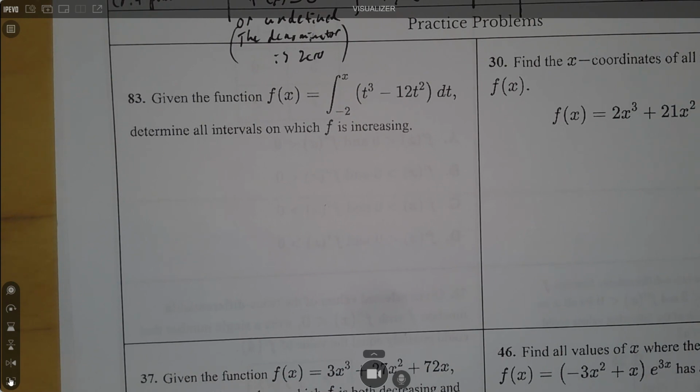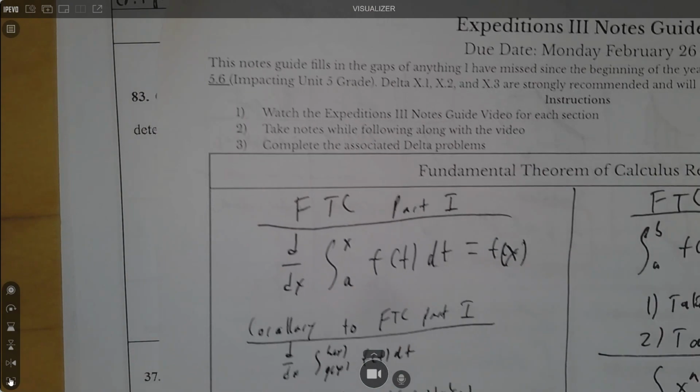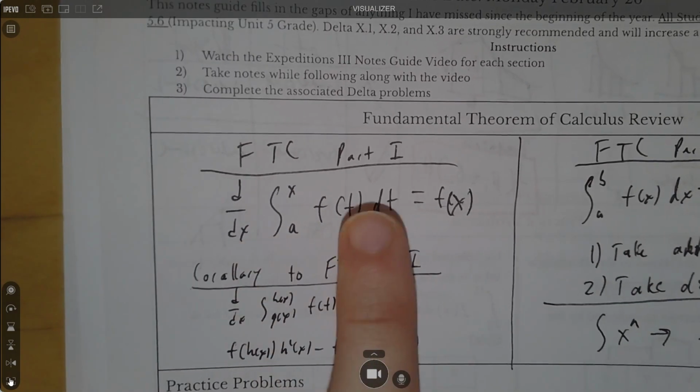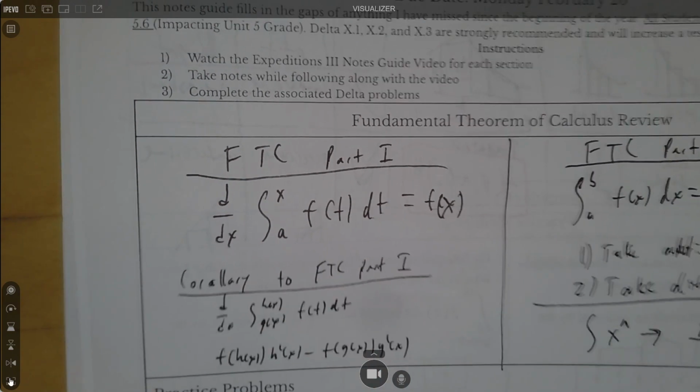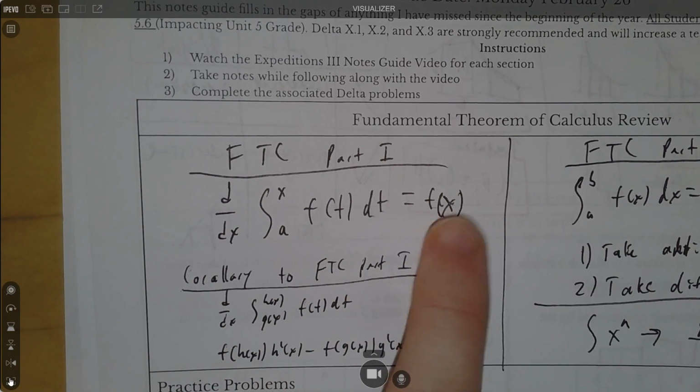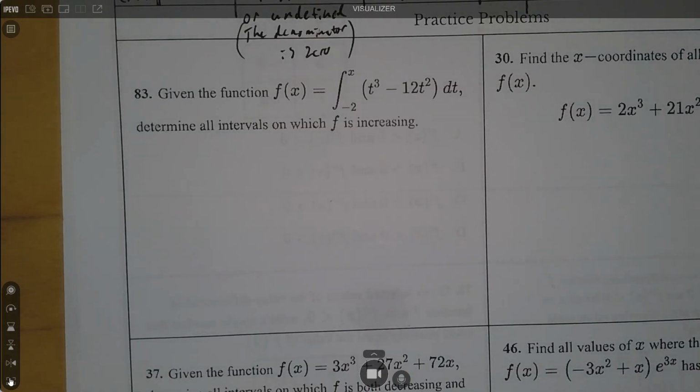Given a function f of x equals the integral from negative 2 to x of t to the third minus 12t squared, determine all the intervals where f is increasing. Something interesting with this one is a callback to my first video on fundamental theorem of calculus part 1. You have to know that the derivative of an integral from some constant to x is just what's inside. So in this case, you wouldn't freak out.